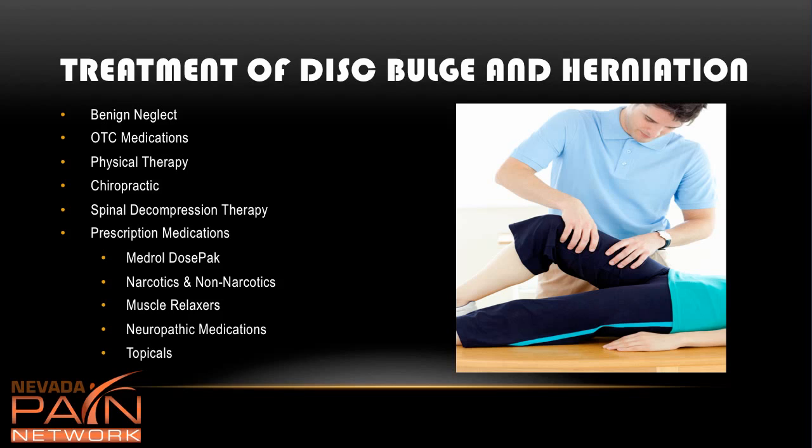Prescription medications that may be offered include a Medrol dose pack, which is a large dose of prednisone that tapers off. You really only want to give this once every few years because there can be some side effects. Narcotics for when times are bad, as well as non-narcotic pain relievers such as tramadol. Muscle relaxers when there's significant aching and spasms. The neuropathic medications when there's sciatica nerve symptoms present, such as Neurontin or Lyrica, can help. And there's also a lot of topical types of medications, such as capsaicin, lidocaine patches, or anti-inflammatory creams.